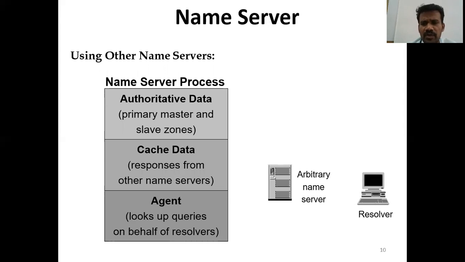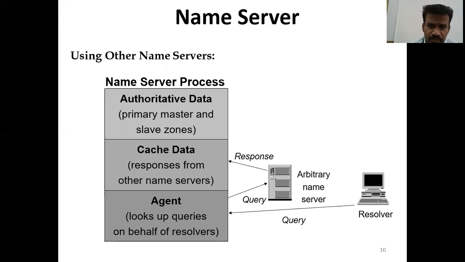Also, we have an arbitrary name server. Suppose a resolver cannot find it out, then we put one more server, which is nothing but an arbitrary name server. Again, a resolver is sending to a name server. Then it's sending to an arbitrary name server. The arbitrary name server will check for an IP address. Then the IP address will be sent to authoritative data. Authoritative data is the database where we maintain all the master information of all the IP address tables along with their matching domain names.